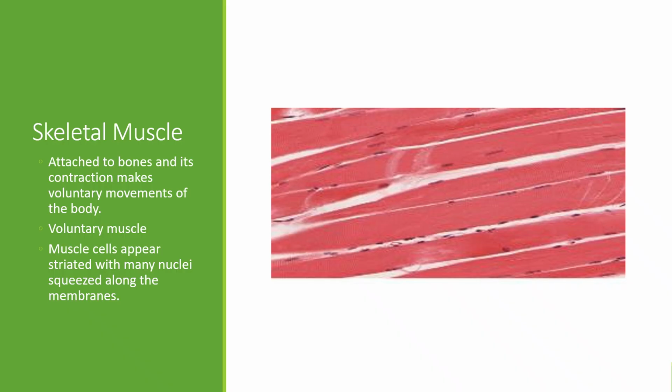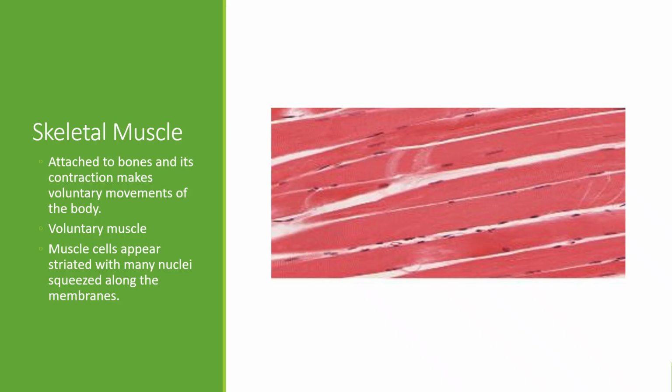Skeletal muscle is attached to our bones, and when it contracts, it causes voluntary movement of the body. So sometimes they call it voluntary muscle. The muscles appear striated or striped with lots of nuclei. This is the multinucleated tissue I was talking about back in chapter 3. If you enlarge the picture, you can see that it has a striped appearance to it.